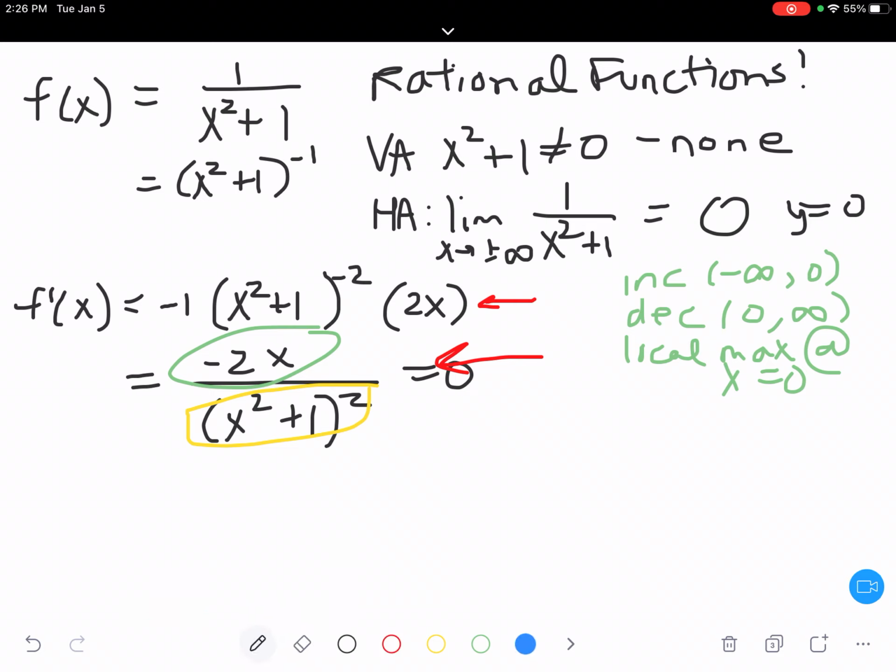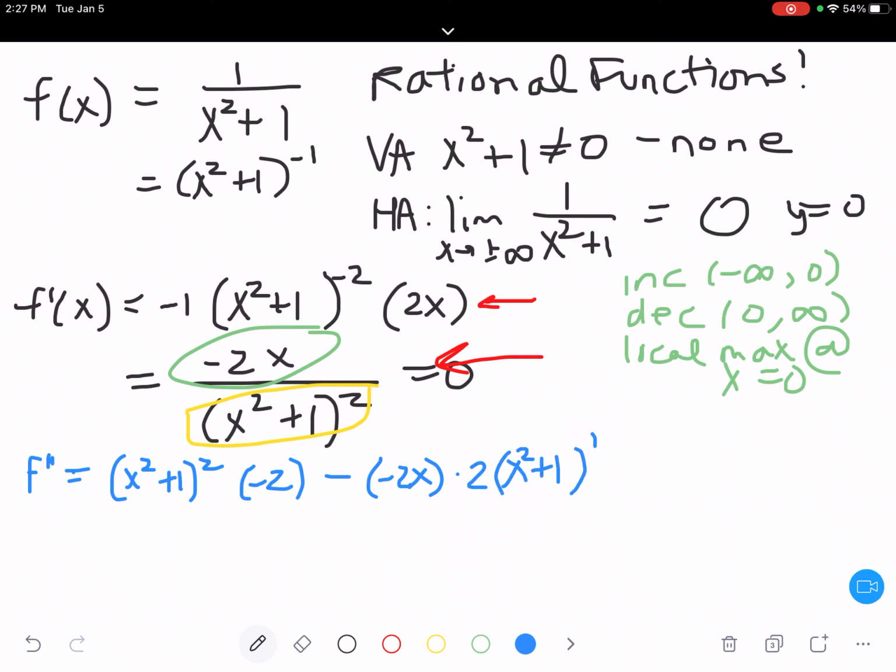So my second derivative is going to be low, x squared plus 1 quantity squared, d high, the derivative of negative 2x is negative 2, minus high, negative 2x, d low. I'm going to drop down the exponent, reduce it by 1, the inside stays the same, times the derivative of the inside is a 2x, all over x squared plus 1 squared, quantity squared.